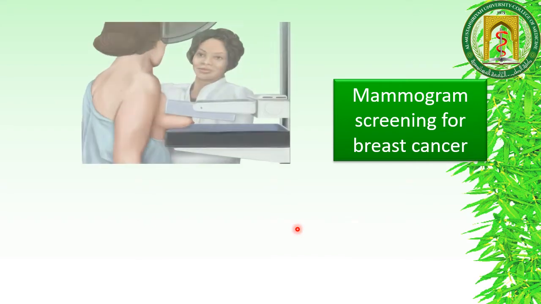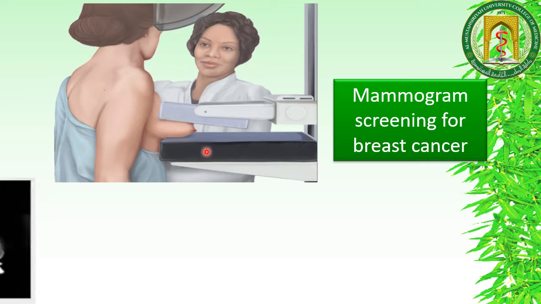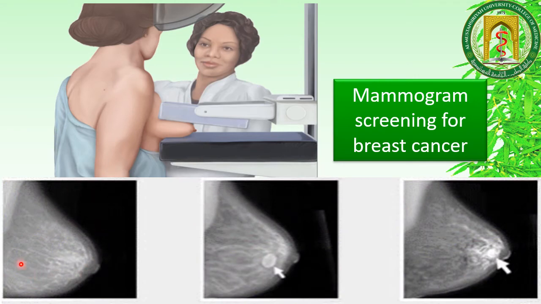Mammography is a soft tissue X-ray for the breast. You can see here the breast is squeezed a little by the machine to take soft tissue X-ray pictures. This is a normal mammogram, which we call a negative mammogram. And here are the photos of a positive mammogram. This is a screening for early detection of breast cancer.